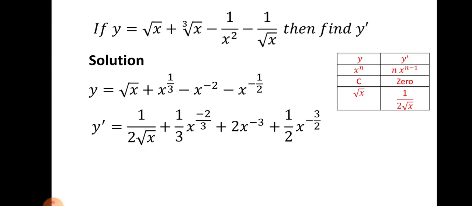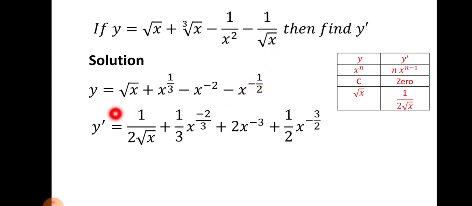Another example. Here we have y equals root x plus cubic root x minus 1 over x squared minus 1 over root x. Then find y prime, which is dy dx, the derivative of y with respect to x. Here we have the needed rules in this problem. You have to rewrite this problem again in a simple way. You can write y equals root x plus cubic root x, which is x to the power 1/3, minus, here you can raise x squared up to be x to the power negative 2, minus, you can raise root x up to be x to the power negative half.